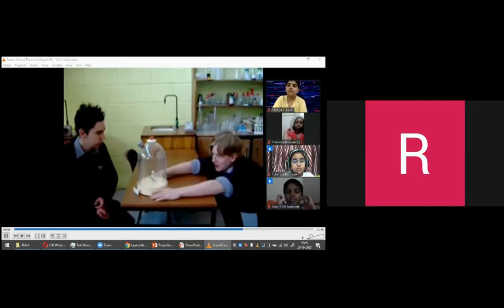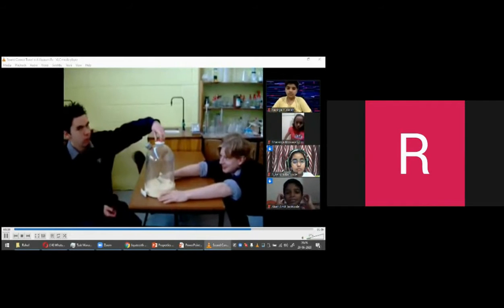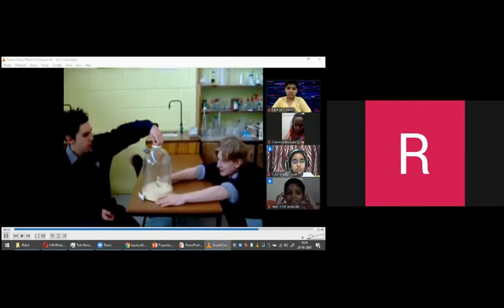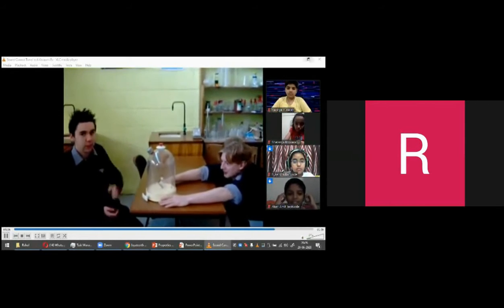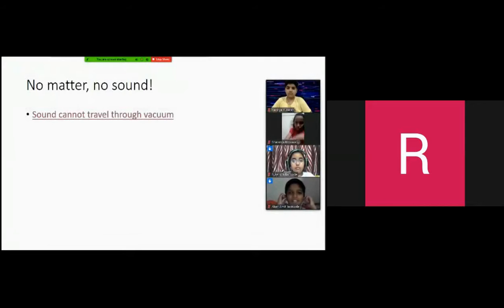That shows sound cannot travel through the vacuum. Now we will let the air back in. After letting the air back in, the sound started coming again. Anyway, so no matter, no sound.